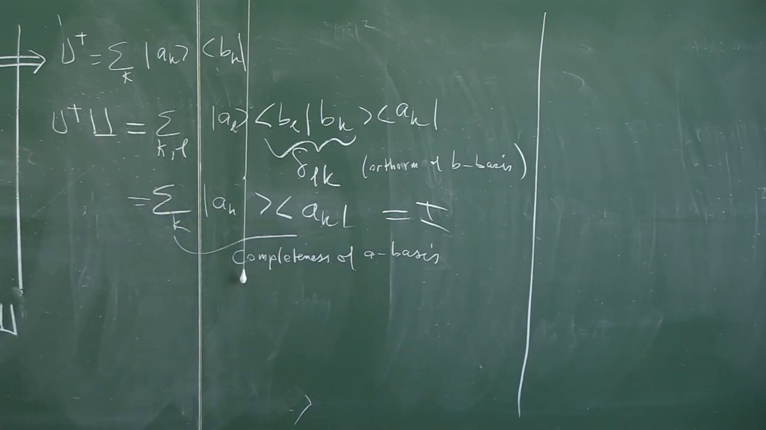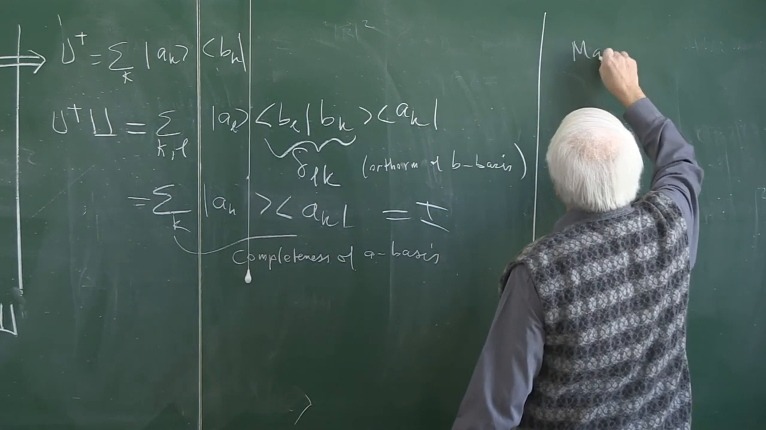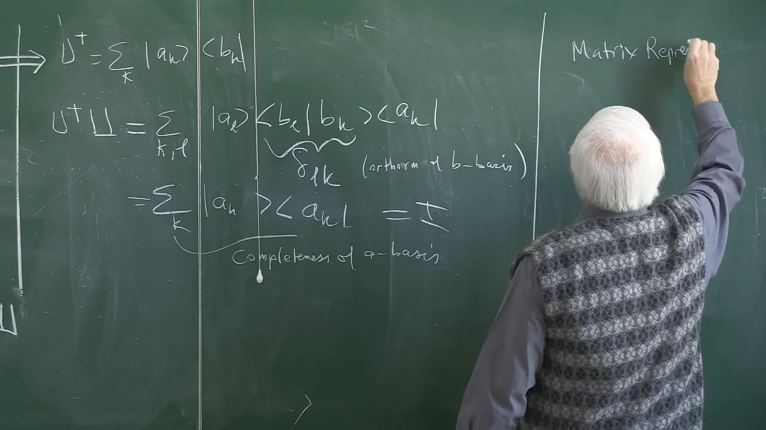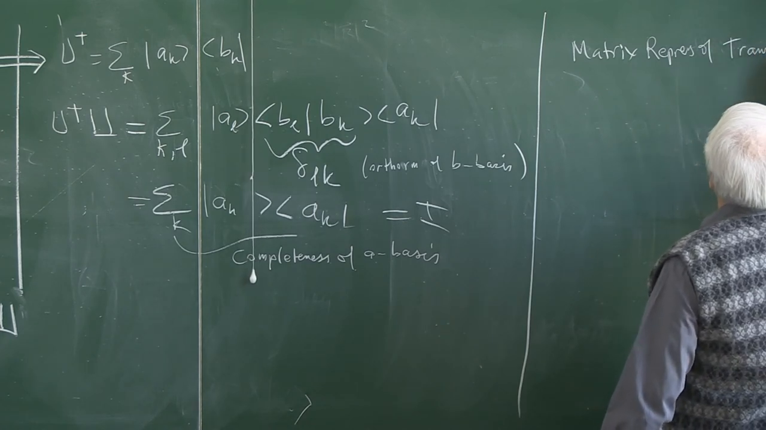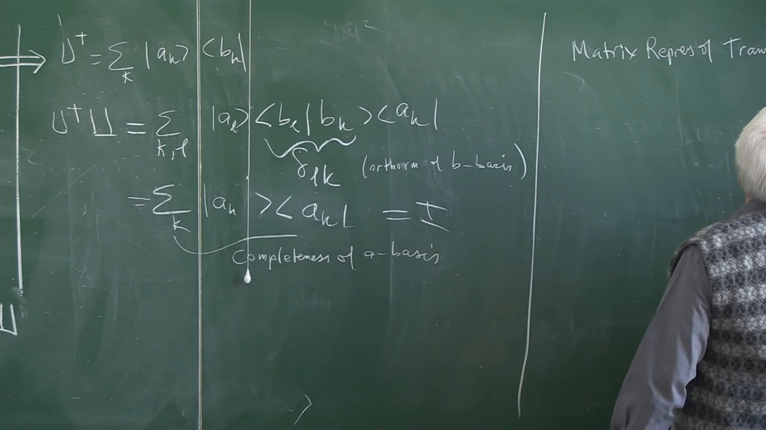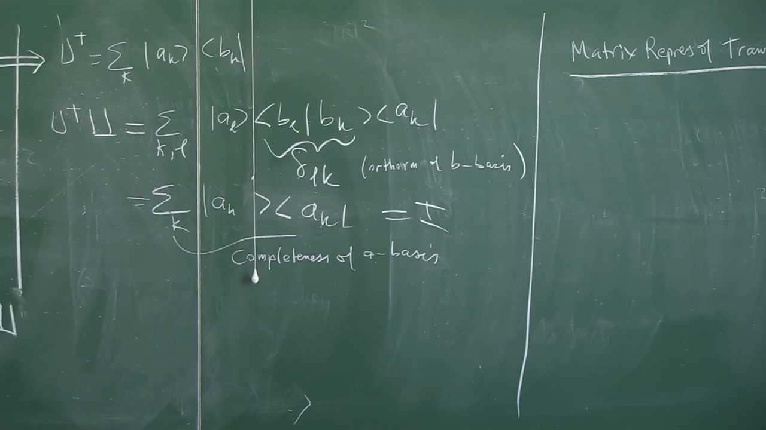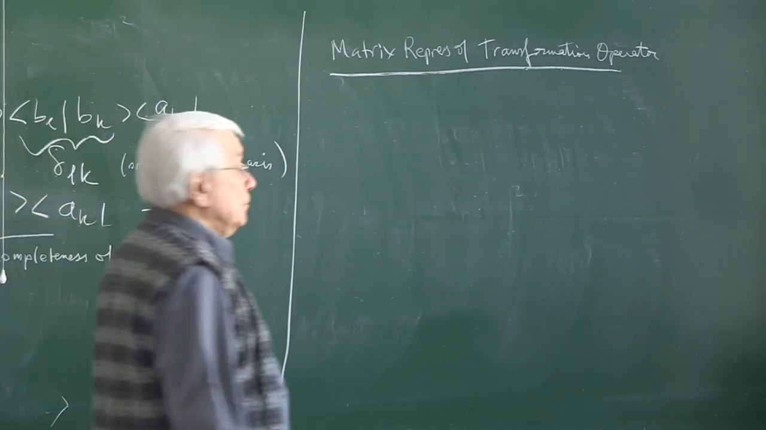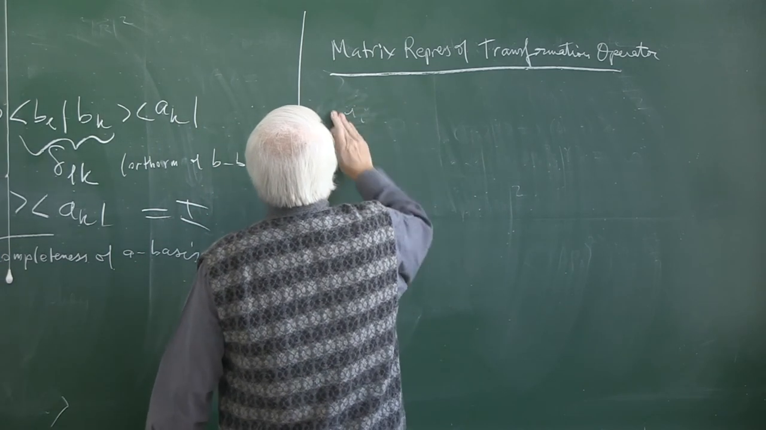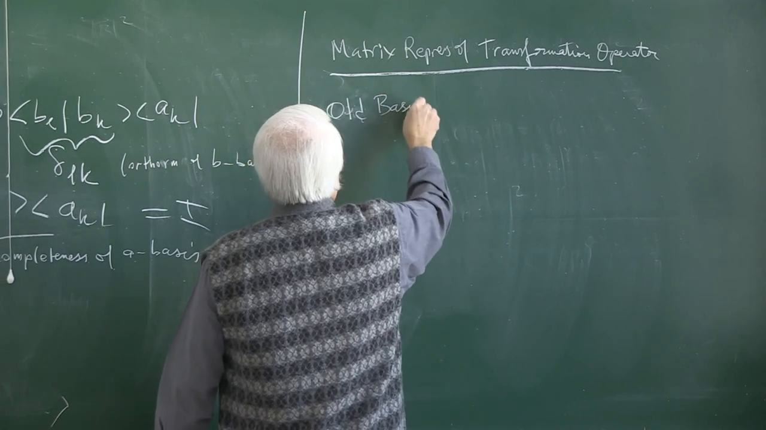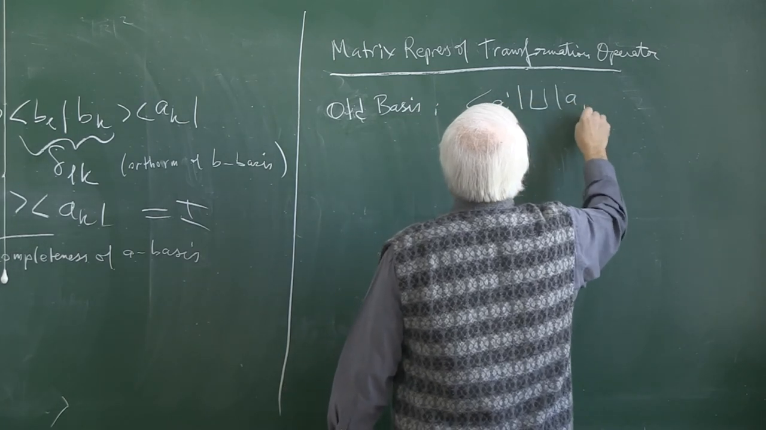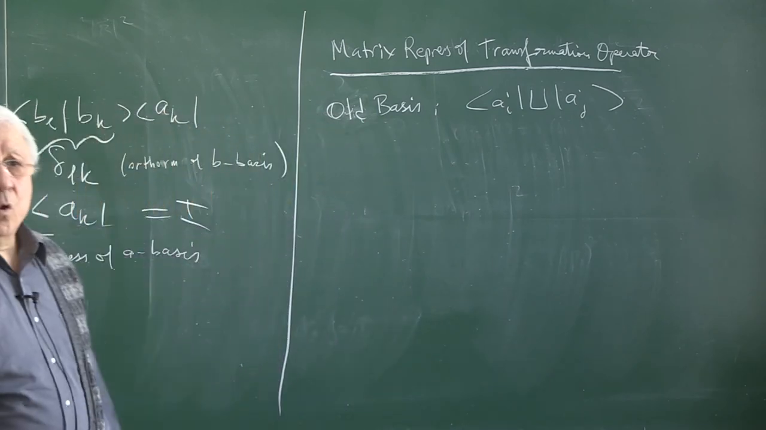Okay. So what next? What is the matrix representation of this U? I have the transformation operator between the two bases U, and let's find a matrix representation of it, say in the old basis. Here is the matrix representation in the old, that is the A basis.